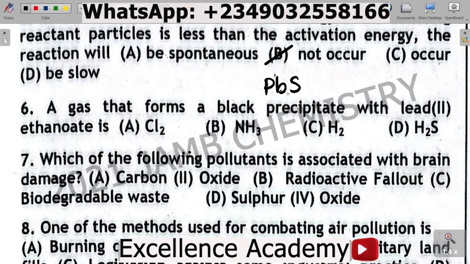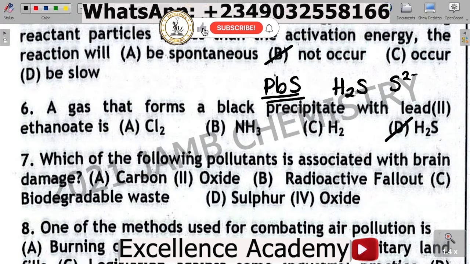For this question, you want to note that lead-2 ions react with sulfur ions to give lead sulfide. That's this. All right. Now, this lead sulfide is a black precipitate. Now, also note that hydrogen sulfide, that's H2S, supplies the sulfur ion, that's S2 minus, that is required for this to be formed. So, in essence, the correct answer there would be hydrogen sulfide, H2S. All right. Take note of this.